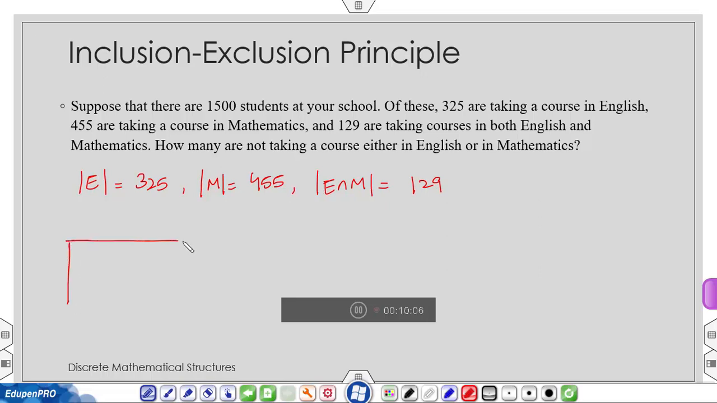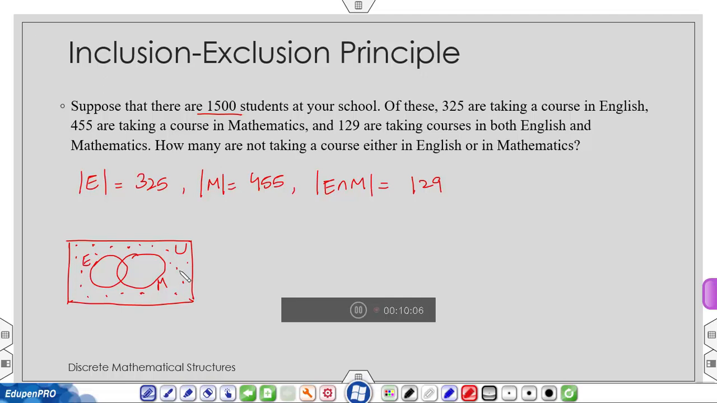Now how many are not taking a course either in English or in mathematics? So when we draw the Venn diagram, this is the universal set, which is the total number of elements in consideration, which is 1500. Then this is set E, this is set M. Now we are asked how many are not taking a course either in English or in mathematics. That means they are talking about this outer area that lies beyond these two circles. These are the students who have not taken a course in either English or mathematics.